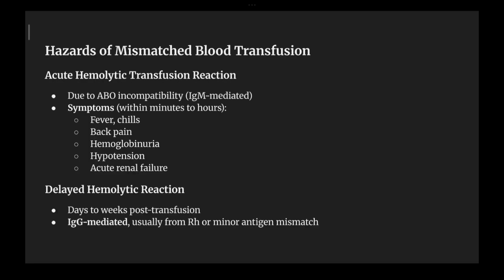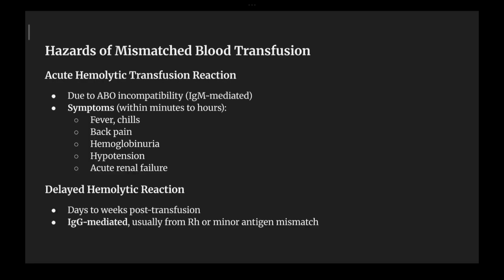Usually after a week. Now, acute hemolytic transfusion reaction is due to the ABO incompatibility and is IgM mediated. Here the incompatibility is seen whenever the ABO blood group is not cross-matched properly and tested, and if the incompatibility is observed in the blood typing, then an IgM mediated antibody-antigen plasma reaction can be observed.